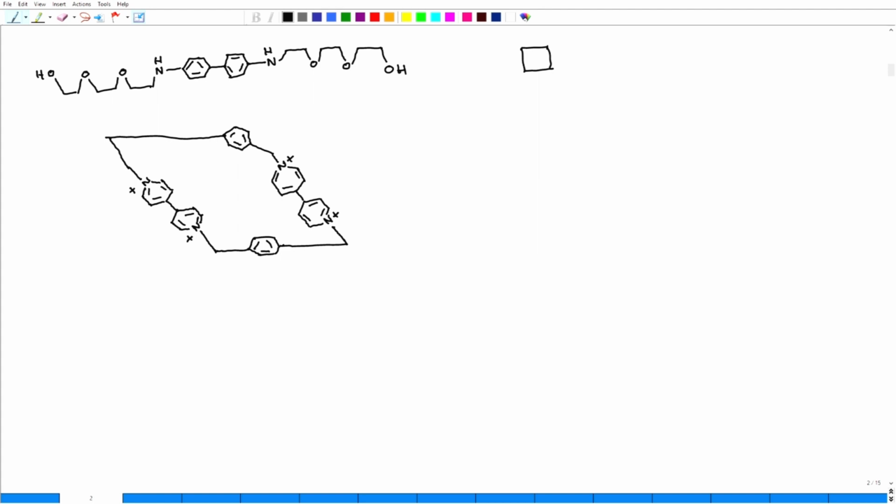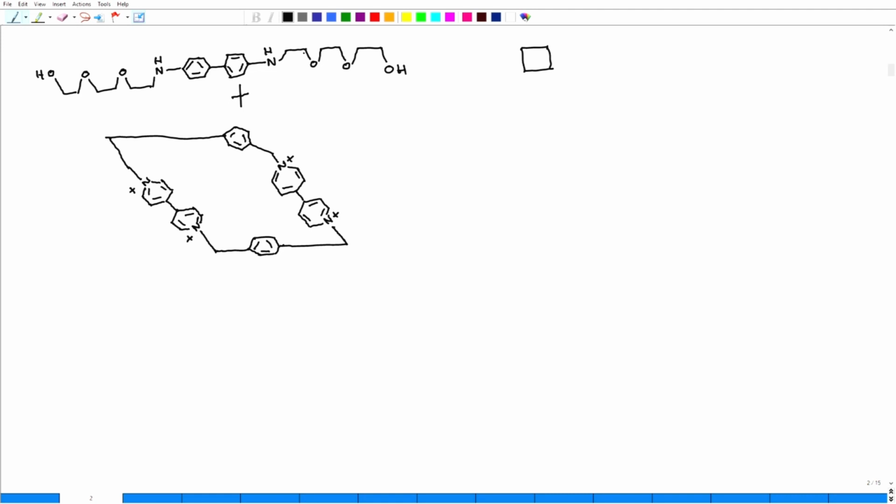Fine. Then what do I do? This plus this plus this, and if we cook it with, say, acetonitrile at high temperature for several hours, what will happen? This linear will go inside, okay, it will go inside.